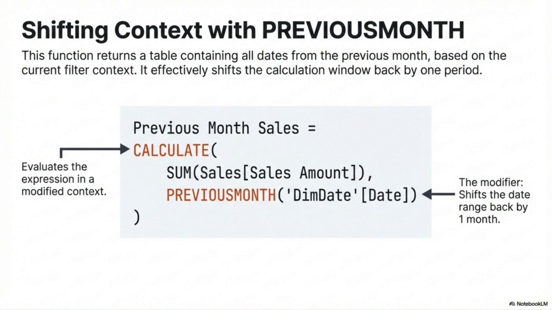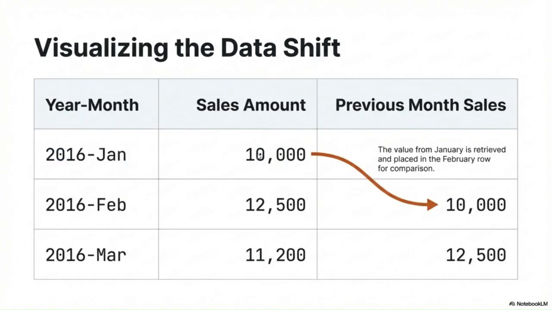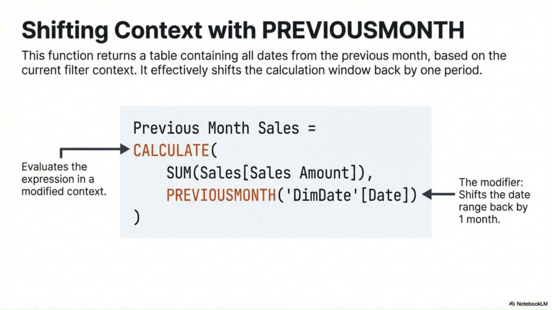The first step is to create a base measure. For example, total sales is equal to sum of sales. This measure represents the current value and will be used for all time calculations.